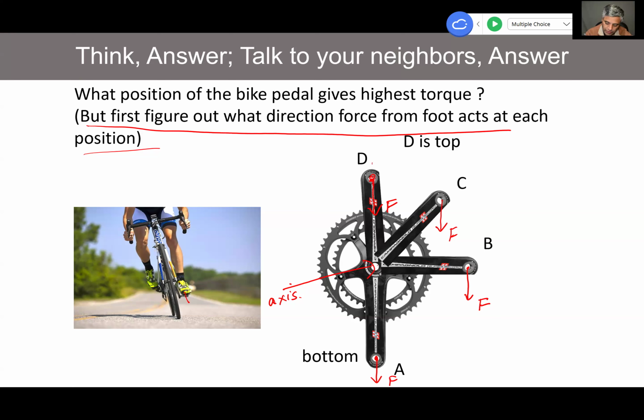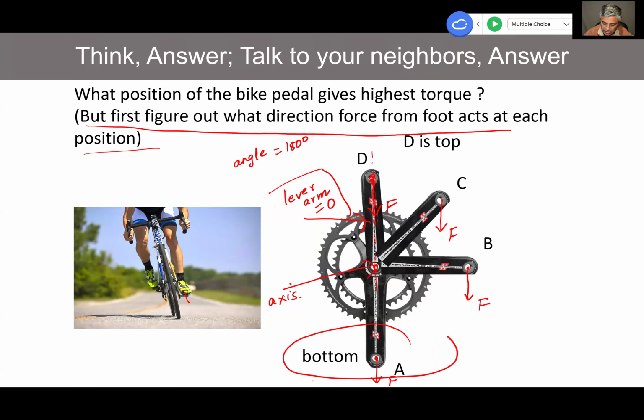Why? Because force is this way, and R is that way, so the angle between them is 180 degrees. In terms of lever arm, this line of force passes through the axis. So the line of action of force is passing through the axis, which means the lever arm is zero, okay? Lever arm zero means torque is zero. In terms of angle, it is 180 degrees, and sine 180 is zero, so that is zero. Okay, and the same thing is true for A as well at the bottom.